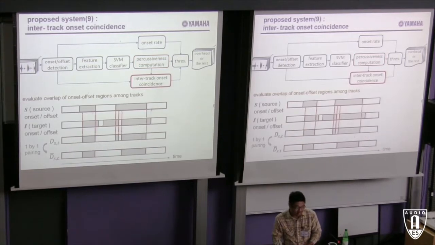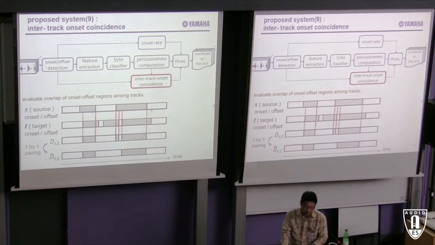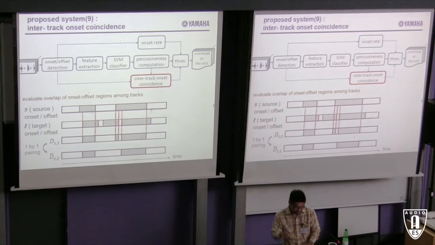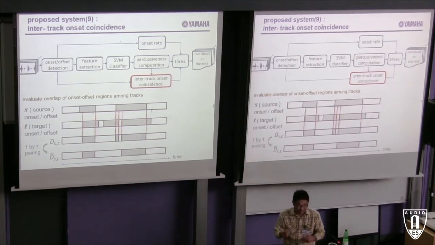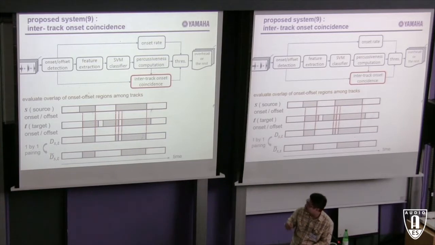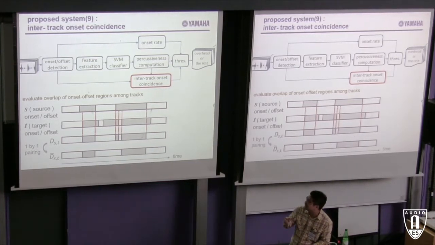And the next one is inter-track concept coincidence. Actually, this is the heart of my system, but as I put the details in my poster, if you are interested in the details, please visit my poster and ask me. So let me explain the concept of it. The concept is evaluating overlap of onset-offset regions among tracks.